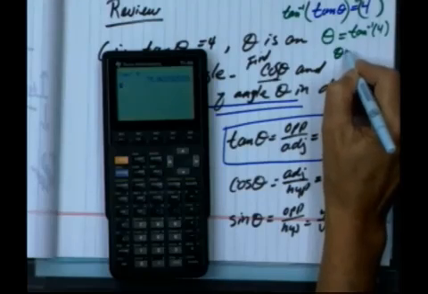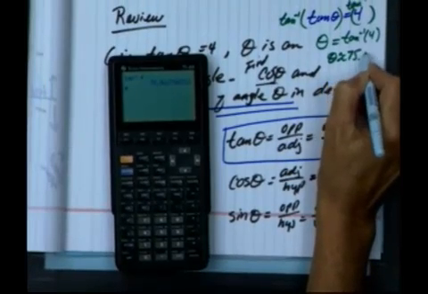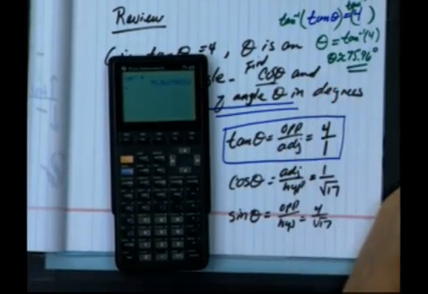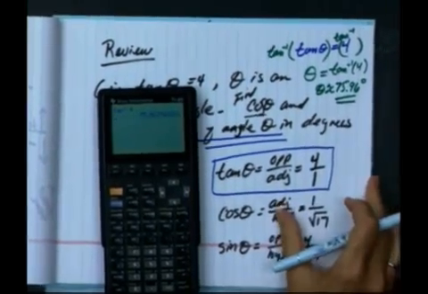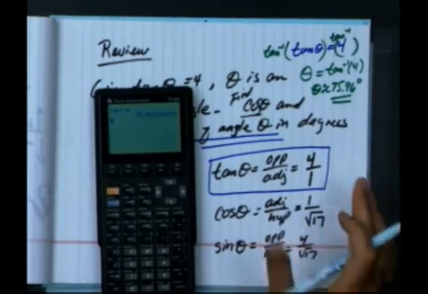So on your calculator, if we're worried about degrees, don't forget to go to your mode, and make sure you're clicked in on degrees. And then we'll just go inverse tangent. That little -1 just means inverse tangent of 4. And that tells me that theta is approximately 75.96 degrees. About 75.96 degrees.